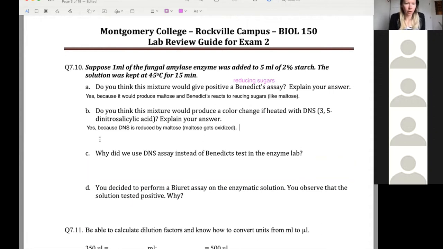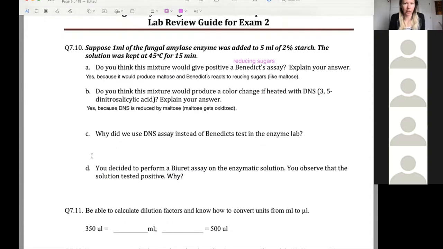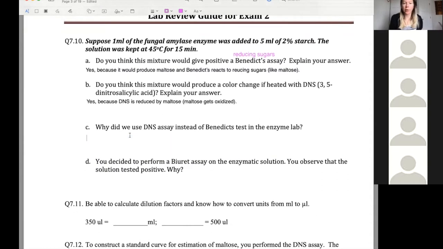So when we were doing this amylase activity experiment, why did we use the DNS assay instead of the Benedict's? If they both give us a positive result, what was the advantage of using the DNS assay? Well, the reason is that the DNS produces a soluble product, and in Benedict's assay, it is an insoluble product. Okay, so that's one really big reason: we get a soluble product.